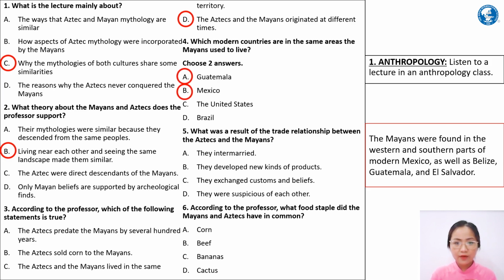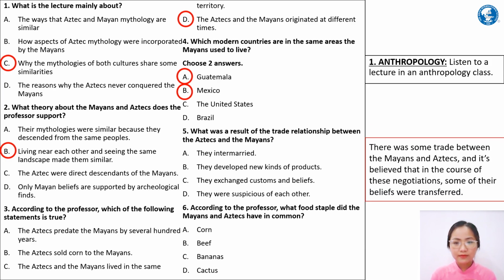Question number 5. What was a result of the trade relationship between the Aztecs and the Mayans? There was some trade between the Mayans and the Aztecs, and it is believed that in the course of these negotiations, some of their beliefs were transferred. The answer is absolutely C.